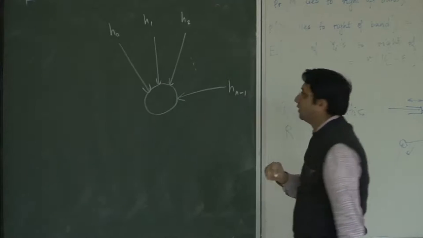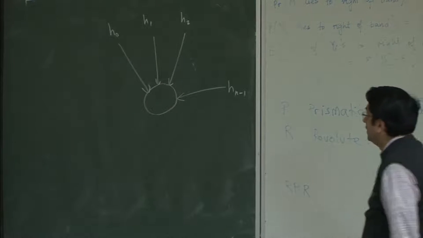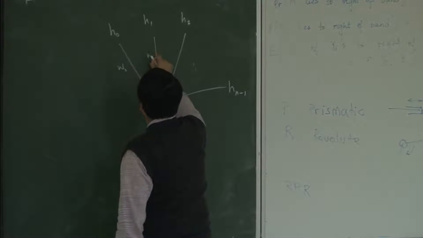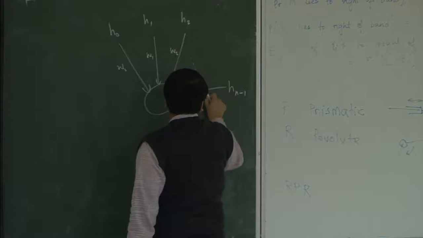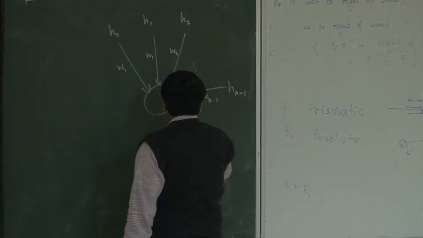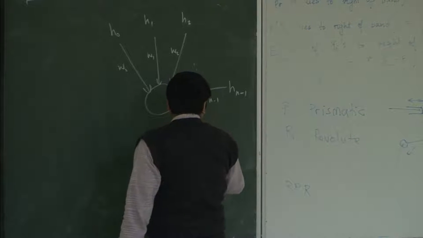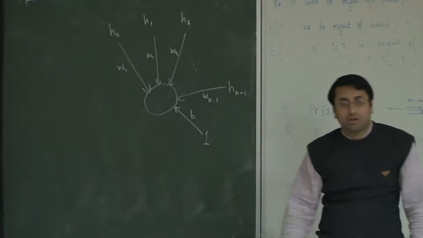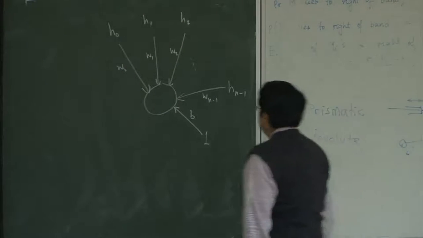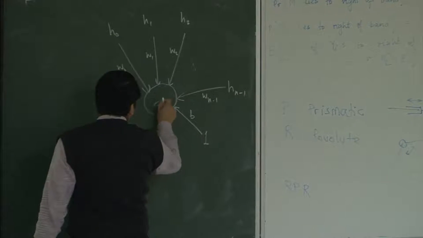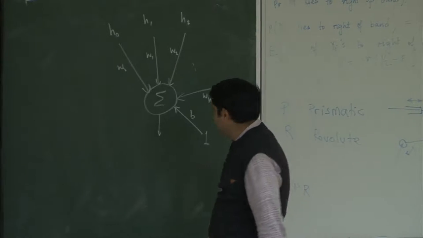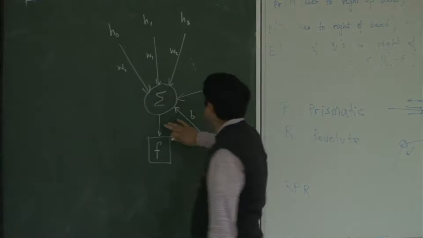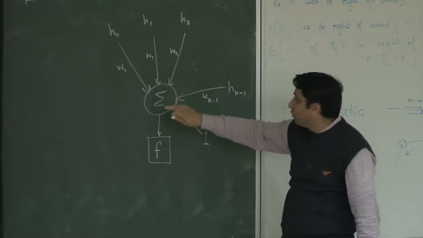Let's suppose I have n bits of history. And what I do is I weigh them with some weights. And there is an extra input called a bias. So what comes out here is just a sum of this. And on this, we apply a function. So this one is going to be a real number, because the weights are all real numbers.